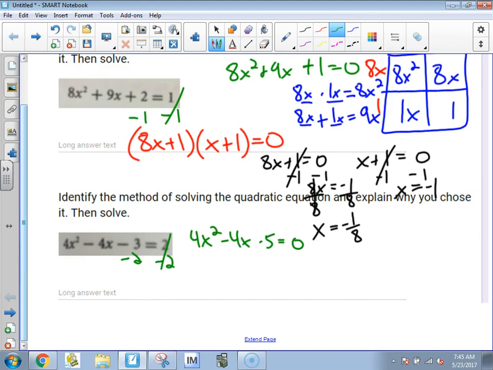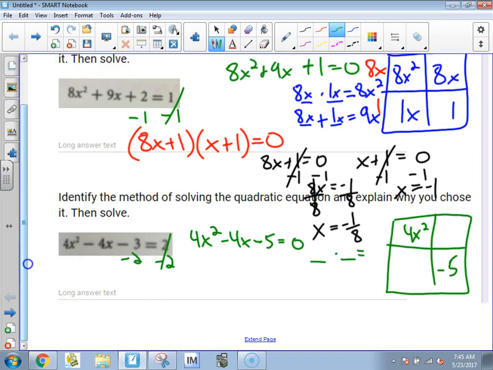And I'm going to go to my box. This is a minus sign, by the way. 4x squared, top left, negative 5, bottom right. And I've got to come up with two terms that will multiply to the multiplication of these two. That's negative 20x squared. That will add to give me negative 4x. Does it work?